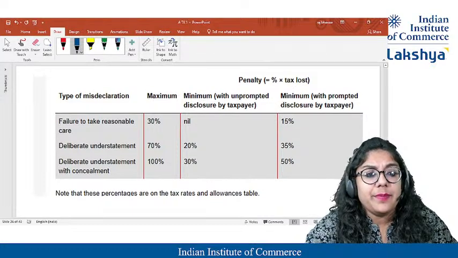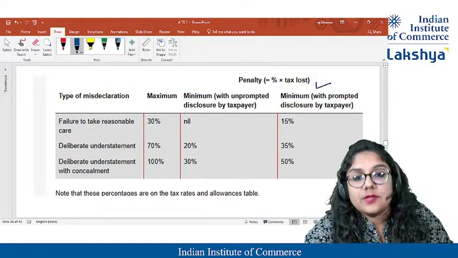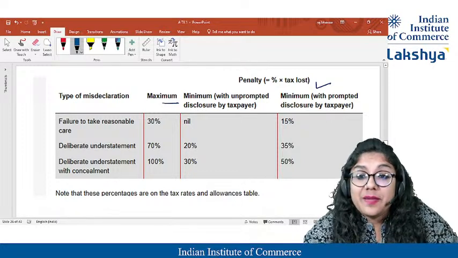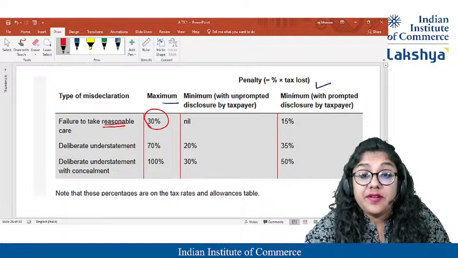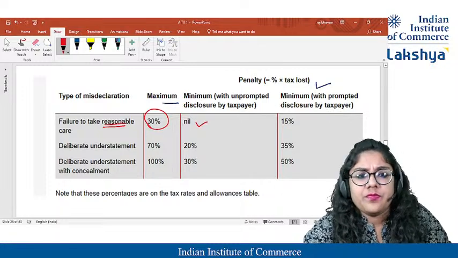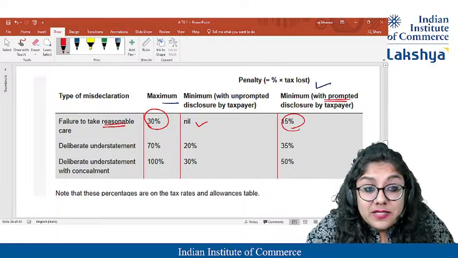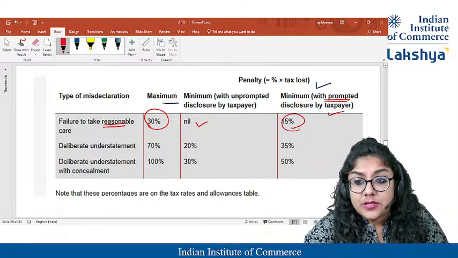So the penalty will be a percentage of the tax lost, that is the maximum. If I have failed to take reasonable care, then 30% maximum, minimum 0, or minimum with prompted disclosure 15%.